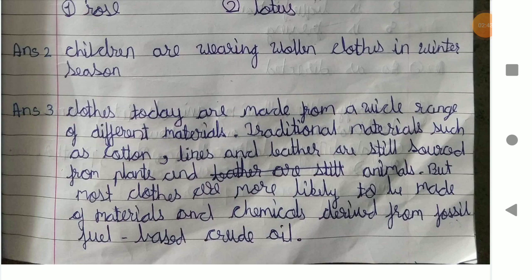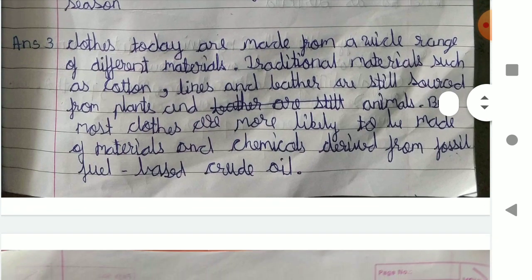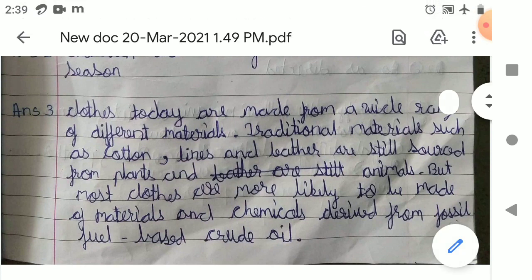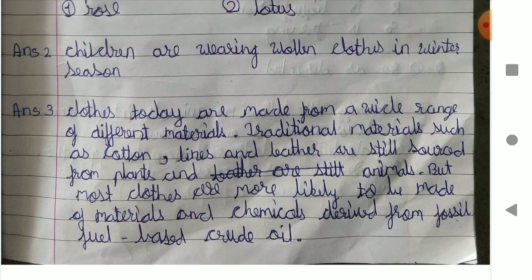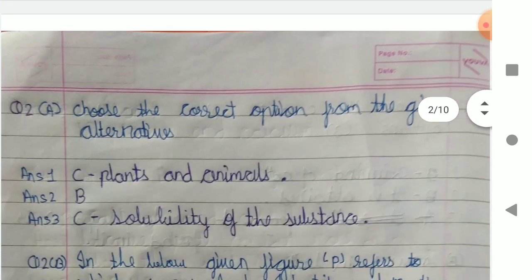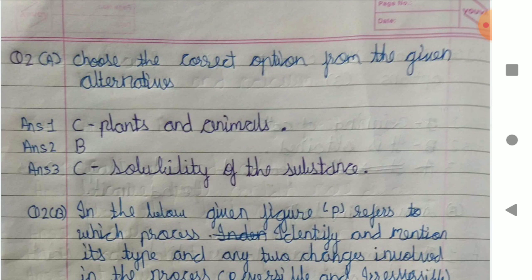Clothes today are made from a wide range of different materials. Traditional materials such as cotton, linen and leather are still sourced from plants and animals, but most clothes are more likely to be made of materials and chemicals derived from fossil fuel based on crude oil. Choose the correct option from the given alternatives. Answer 1 is C, plants and animals. Answer 2 is option B, and answer 3 is option C, solubility of the substance.